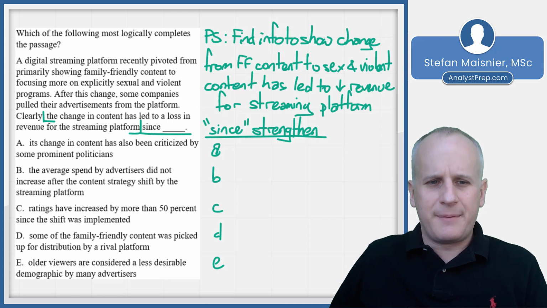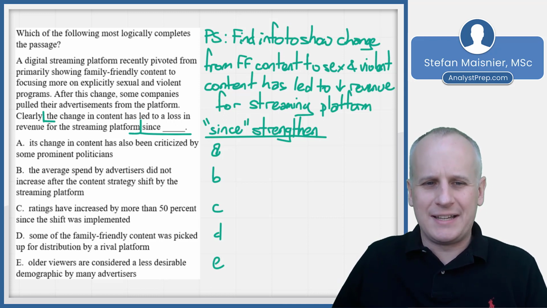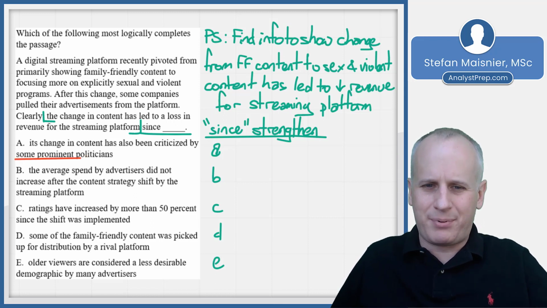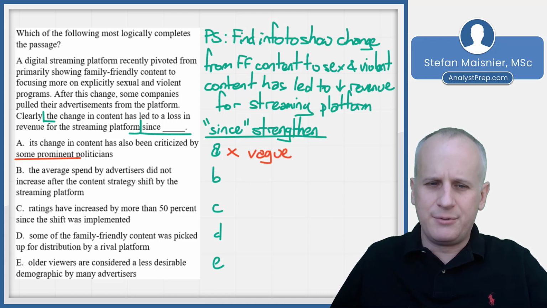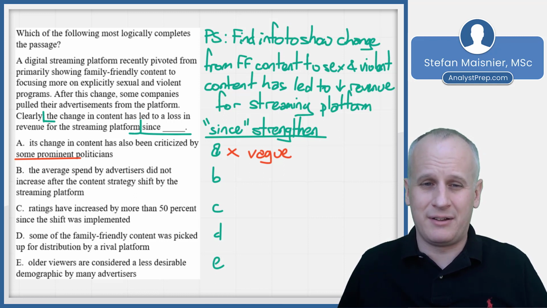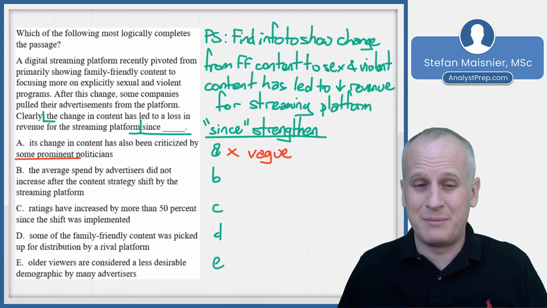So starting with choice A, we've got its change in content, meaning the streaming platform, has also been criticized by some prominent politicians. Well, "some prominent politicians" couldn't be much more vague if it tried. And so we can eliminate that pretty much immediately because we don't know that those politicians directly influenced the pulling of the advertisements. We don't even know how many "some" is. There's way too many questions about that vague qualifier.